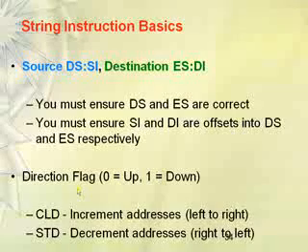Now here we have to use the direction flag. If this direction flag is initialized to 0, then it means we are using auto increment mode. It means the memory address will be incremented by 1 for every operation. And if we initialize this direction flag to 1, it means we are going with auto decrement mode, where the address will be decremented by 1 for every operation. CLD is used for clearing the direction flag, and STD is used for setting the direction flag.